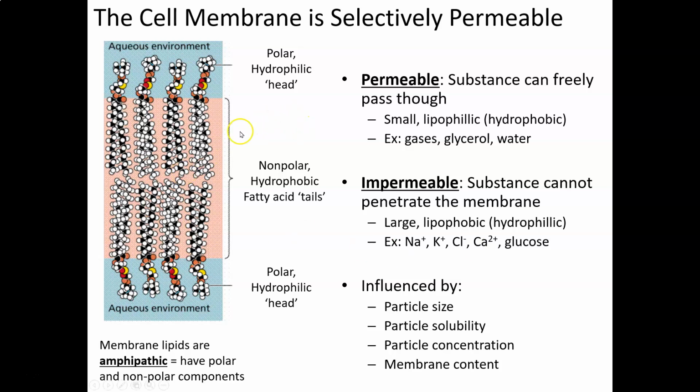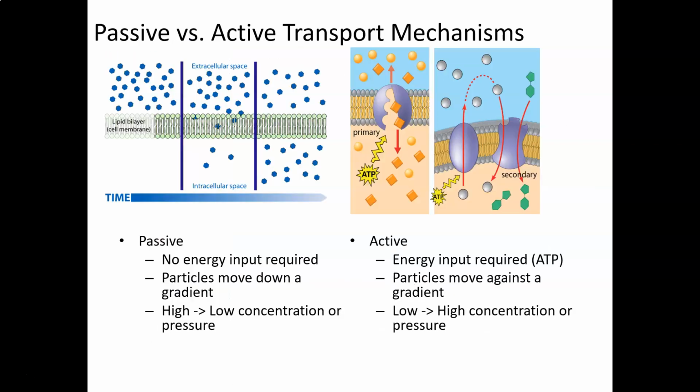And basically, it has to go through this phospholipid portion. And so the fewer phospholipids you have, the harder it is for things to get through, because it's harder to find that phospholipid portion. So all of those factors are going to influence the permeability of a molecule. And so the cell membrane is said to be selectively or semi-permeable.